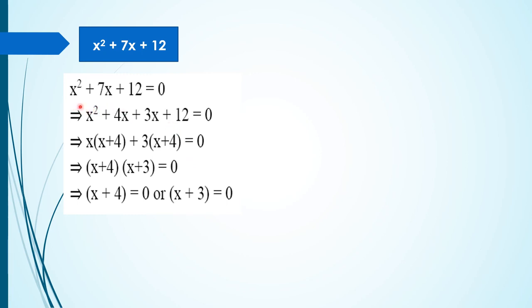That means we factorized the quadratic polynomial x square plus 7x plus 12 as x plus 4 into x plus 3, product of two linear polynomials. By equating these two linear polynomials to zero, we will get the respective zeros. If x plus 4 is equal to 0 or x plus 3 is equal to 0, from taking 4 to right side, x is equal to minus 4. From here, taking 3 to right side, we will get x is equal to minus 3.